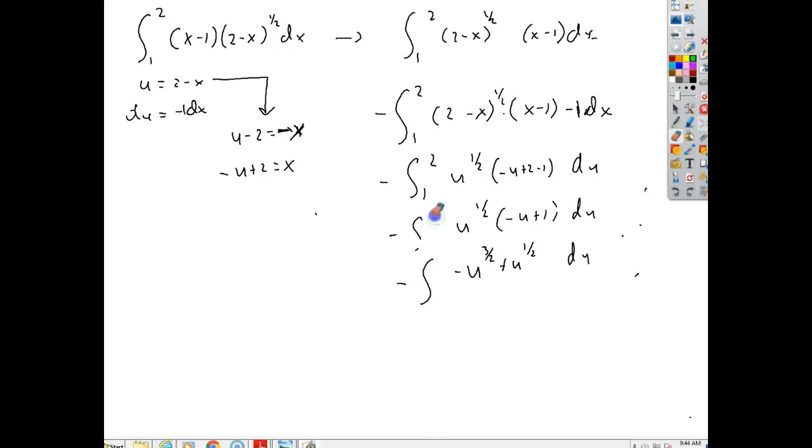I forgot to change the bounds. Darn it. When I plug in a 1, I get out a 1. When I plug in a 2, I get out a 0. Raise this power by 1. Divide by the power I get. Raise this power by 1. Divide by the power I get. Minus sign out in front. From 1 to 0.